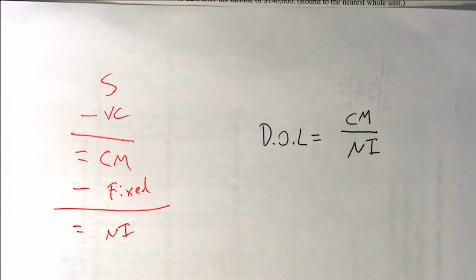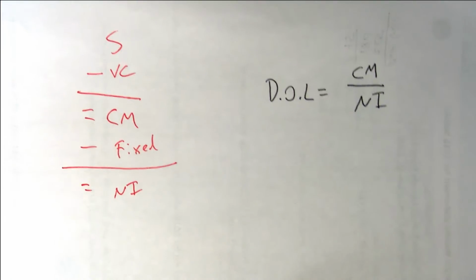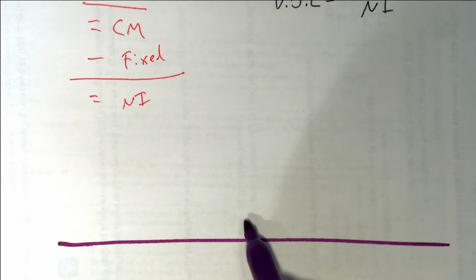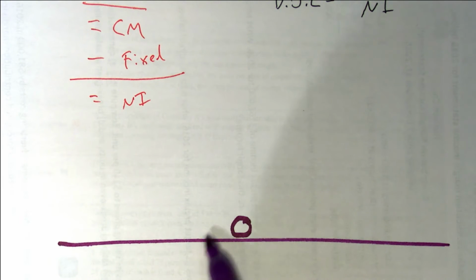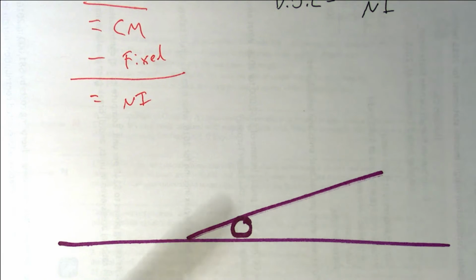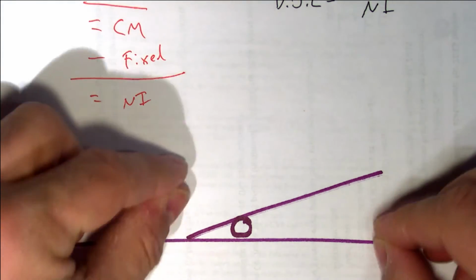Okay, now let's talk a little bit more about operating leverage. Let's say we have a seesaw here. And let's say our seesaw is like that, okay? This is from physics, okay? So the seesaw goes like this, okay?